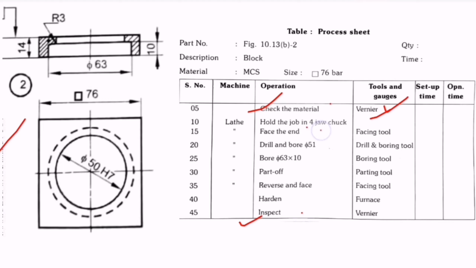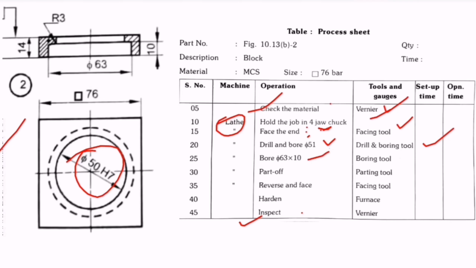Hold the job in the chuck and face the end with a facing tool. The chuck is in the lathe machine, so hold the job in that chuck and face the end. Next, drill and bore of diameter 51. Here we can see 50 diameter. To get that, we should do the drilling of 50 and boring of 51 with a boring tool.